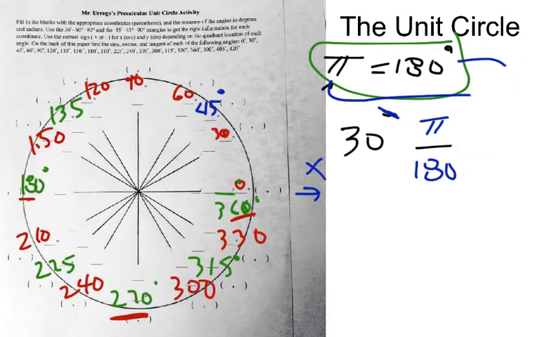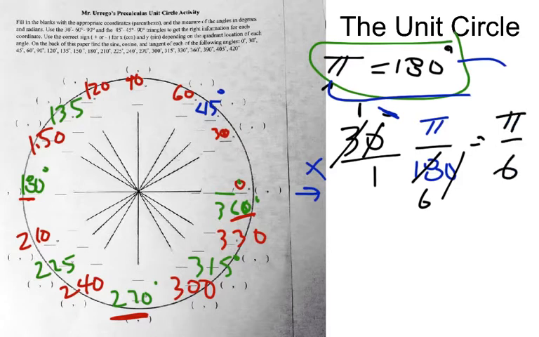So now we have 30 times pi over 180. I make this a fraction as well, top with top, bottom with bottom. Or we just simply reduce top and bottom. We cancel one of the zeros, divided by 3 gives me 1, divided by 3 gives me 6. So 30 degrees is the same as pi over 6.